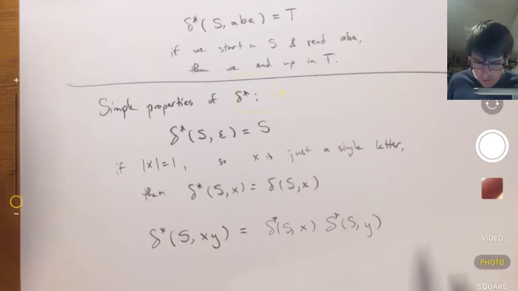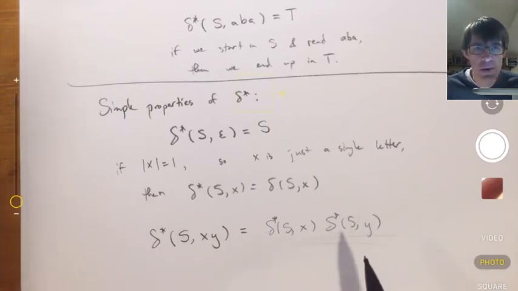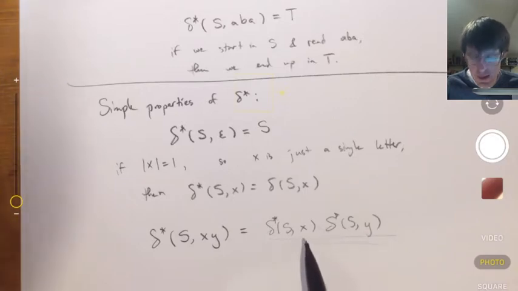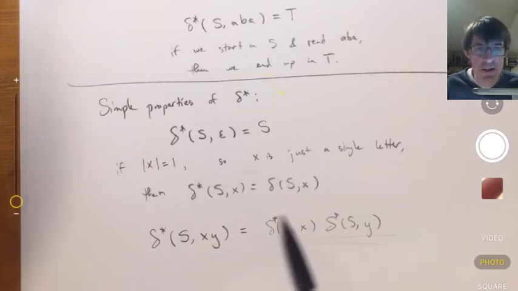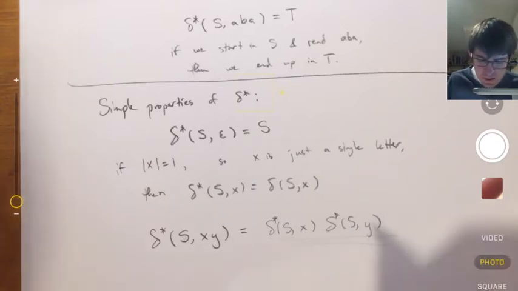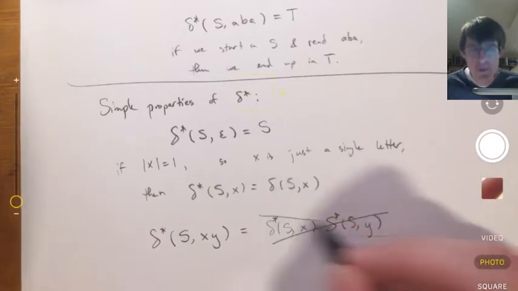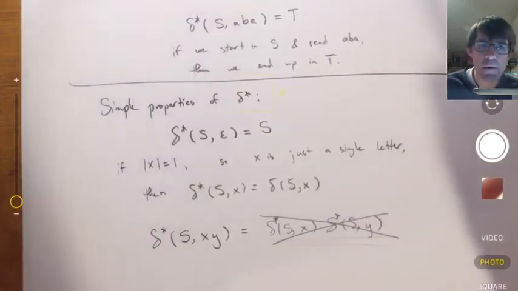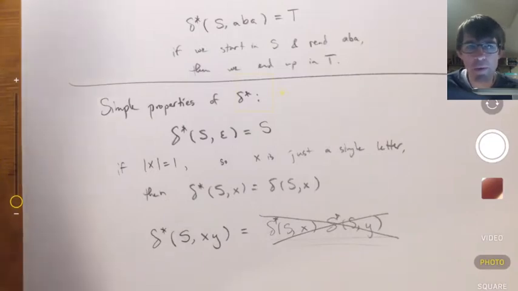What I wrote over here doesn't really make sense, though, because I just wrote these two things next to each other as if they're multiplied together or something, but the answer of this delta is a state, and the answer of this delta is a state. So it doesn't make sense to write two states next to each other as if they were multiplied. So this is not correct, but I'm trying to get at the idea. If you do x and then y, there should be another way to write that as doing x first followed by doing y. Anybody have any ideas about this?